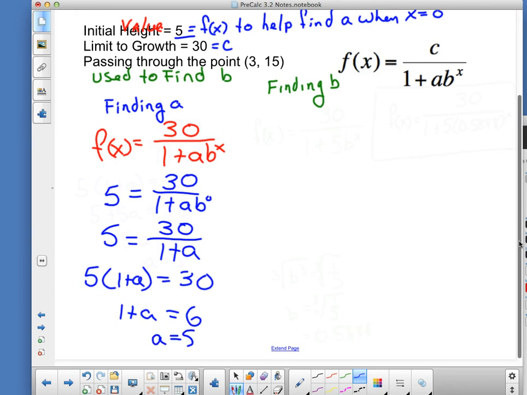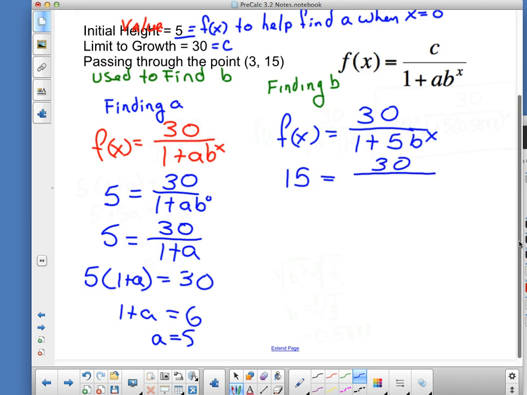Now, I know that A is 5. I'm going to find b, but I'm going to plug in the fact, as I know things, that A is 5. I am looking for b. I have another piece of information in the problem to help me find this function, that it passes through the point (3, 15). 3 is x, 15 is my result, my y value. So 15, or my f of 3, is 15, and I have 30 over 1 plus 5 b to the 3rd power.